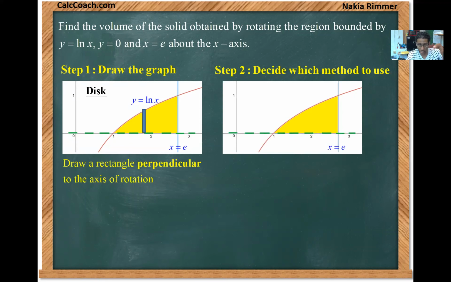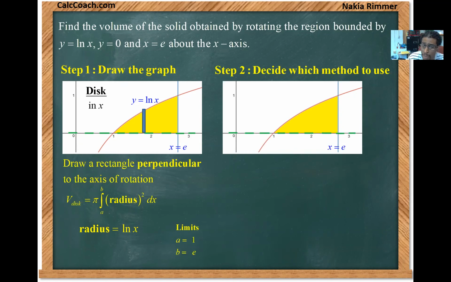Because the rectangle is upright, it's going to be a dx. Volume with disk is you take the radius and you square it. For us, the radius is the distance up to the function, and that's going to be the log x. And so it is going to be the quantity of log x that gets squared. And this thing would move from left to right. It doesn't start at 0. It starts at 1. And it's done by the time you get to e.